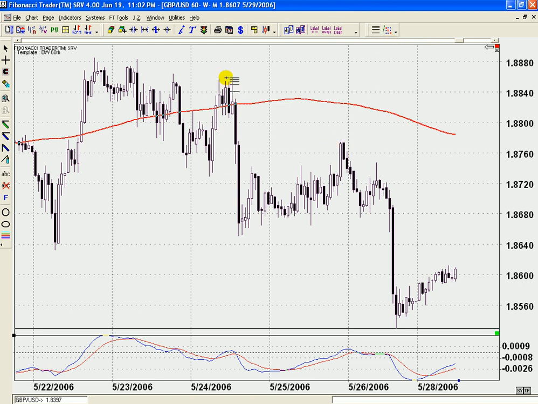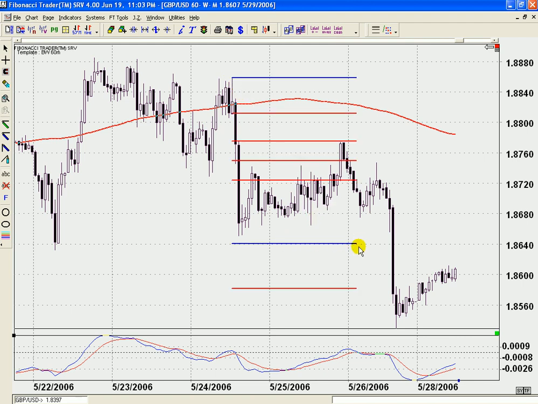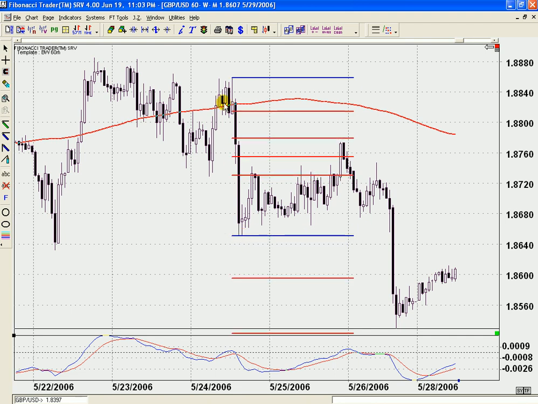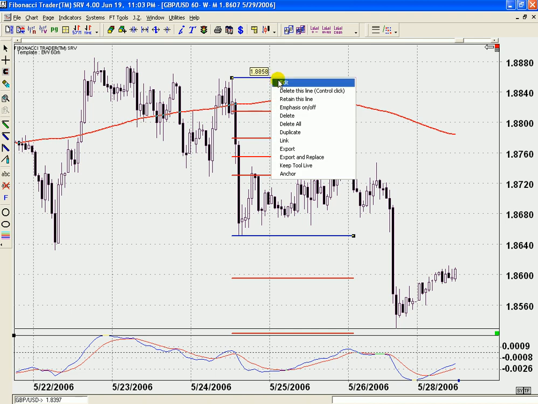Just looking at this downswing here, I'm going to show you how we pull the Fibonacci from this high to this low down here. This is a price swing from that high to this low as it retraces almost 62%, and then it falls 162%. But let me show you the components of this tool.